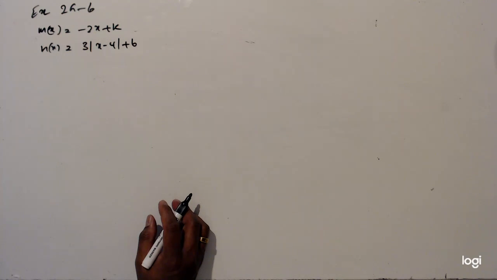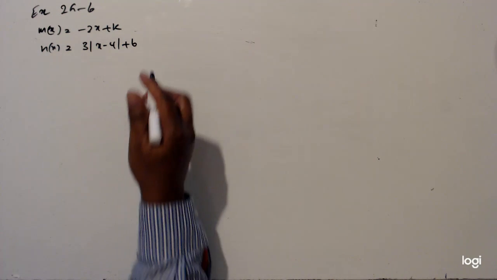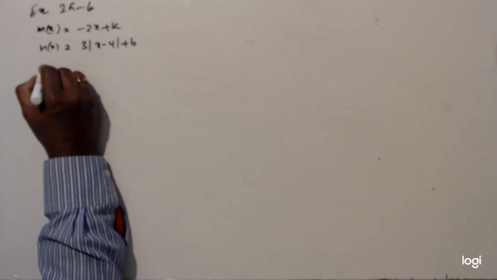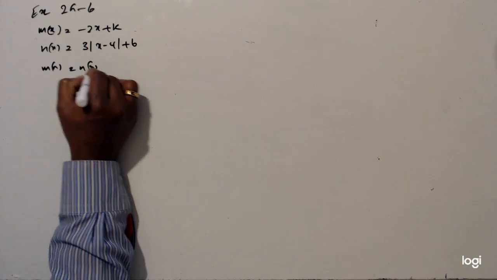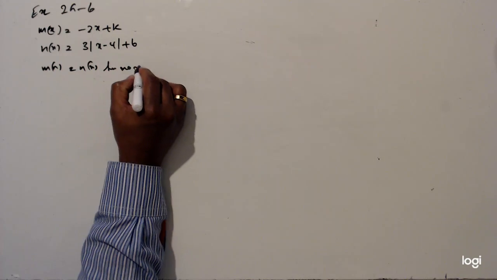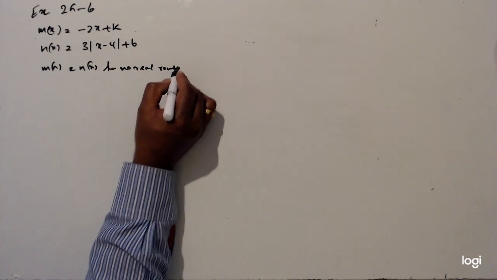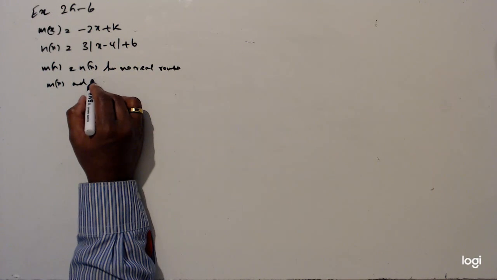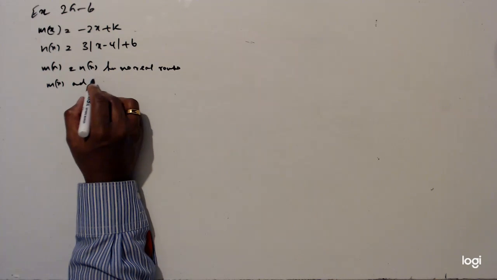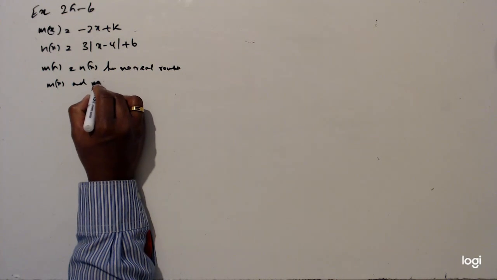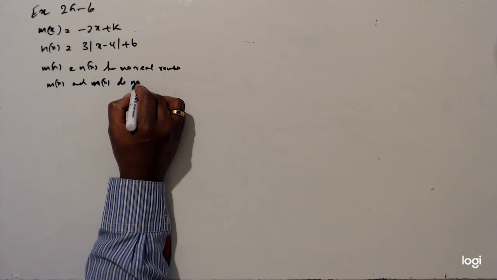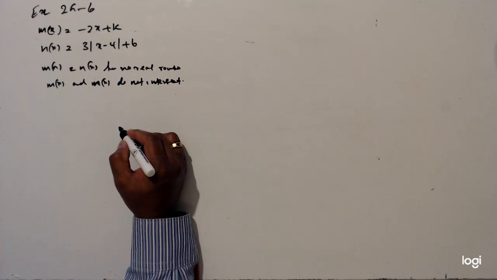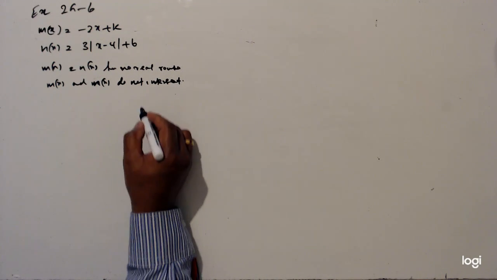Question 6. Two graphs are given, and it is also given that mx equal nx has no real root. It means mx and nx do not intersect. If they intersect, then there is a real root.